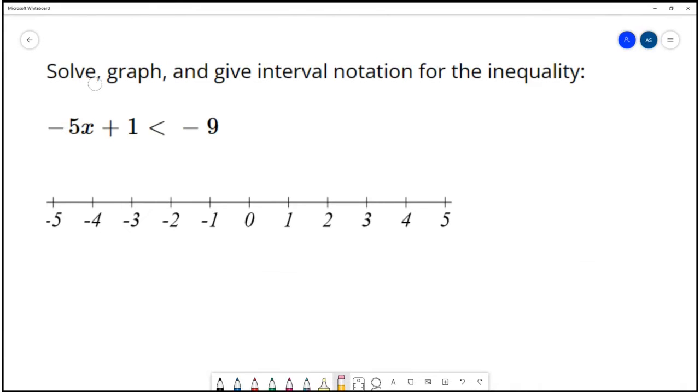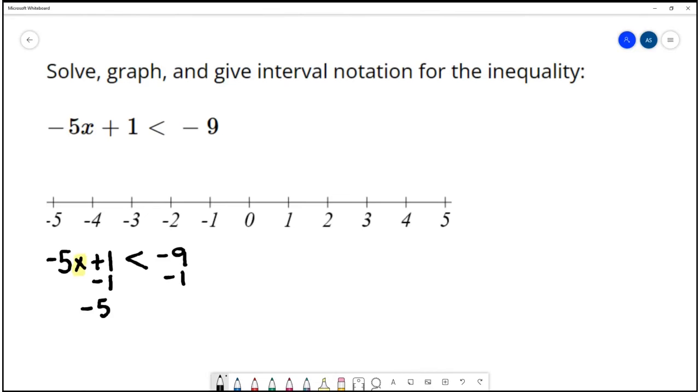The next question says solve, graph, and give the interval notation for the inequality. Our inequality is negative 5x plus 1 is less than negative 9. We want to solve that inequality, so I'll start by rewriting the inequality. Negative 5x plus 1 is less than negative 9. Our goal is to isolate the variable on one side of the equation. So I'll start by subtracting 1 on both sides.